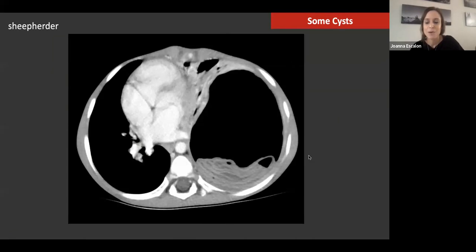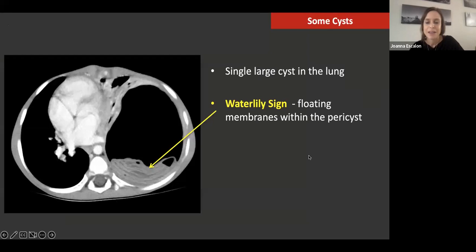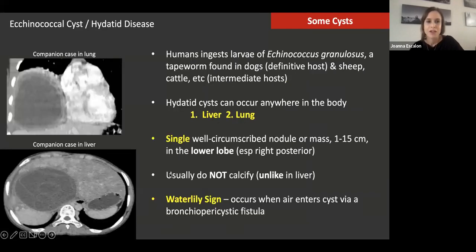Yeah, I saw somebody said the water lily sign. Awesome. Okay. Yeah, we see a single large cyst in the lung. And yes, this is the water lily sign. So these are floating membranes within the pericyst. So this is echinococcal disease, as many of you said.